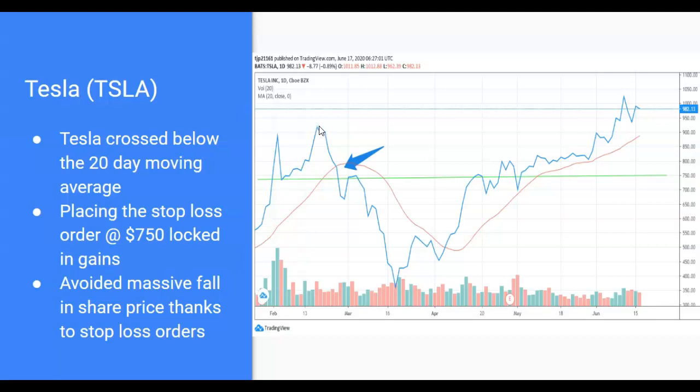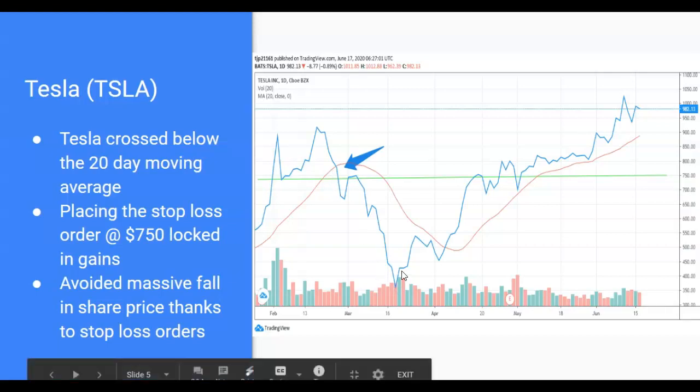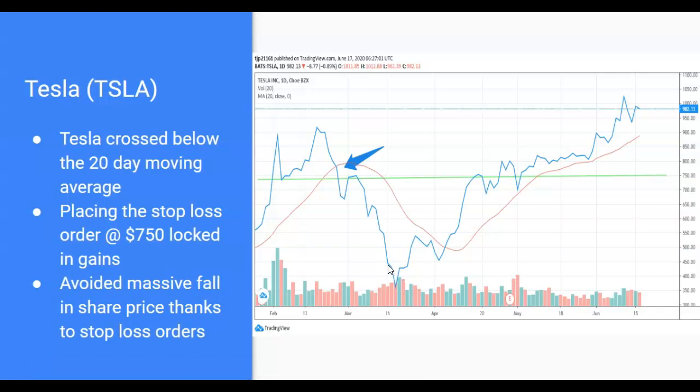A lot of people that ended up buying the stock here are really happy and excited that the stock ran up. But if you were greedy and you didn't have a stop loss order in place, you would have watched the stock go all the way down to around $350 during the whole global crisis situation in 2020. Don't want to say it to trigger the algorithm.